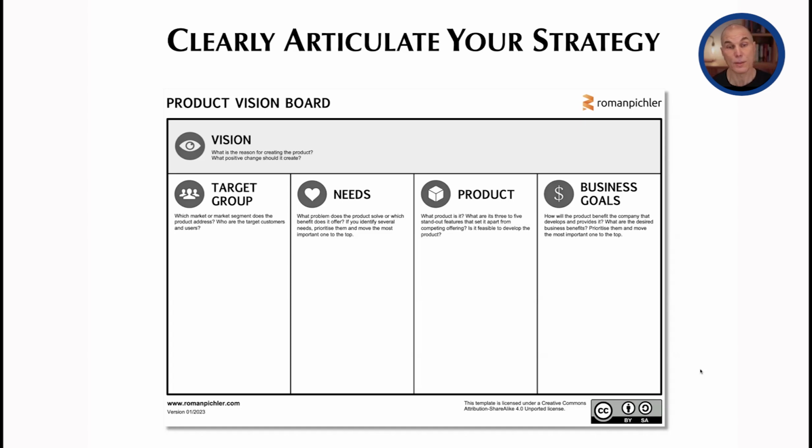And if there's more than one need, then prioritize those needs. Similarly with the product, list 3, 4, a maximum of 5 standout features. Don't turn that column or that section into a mini product backlog, something I've seen more than once.